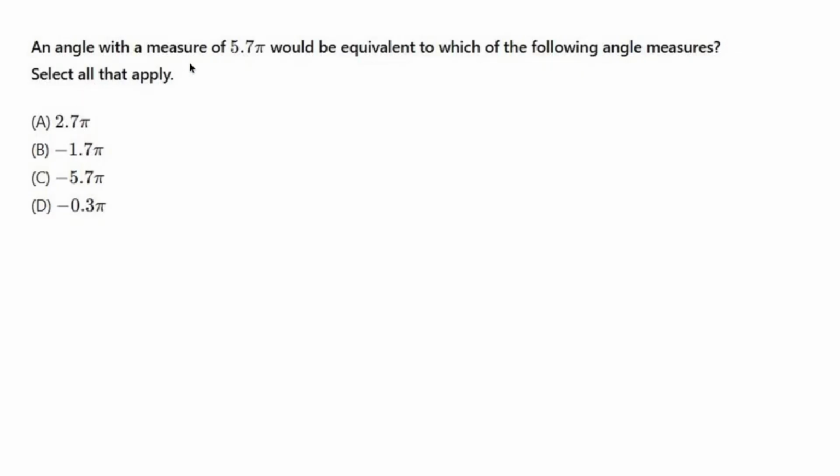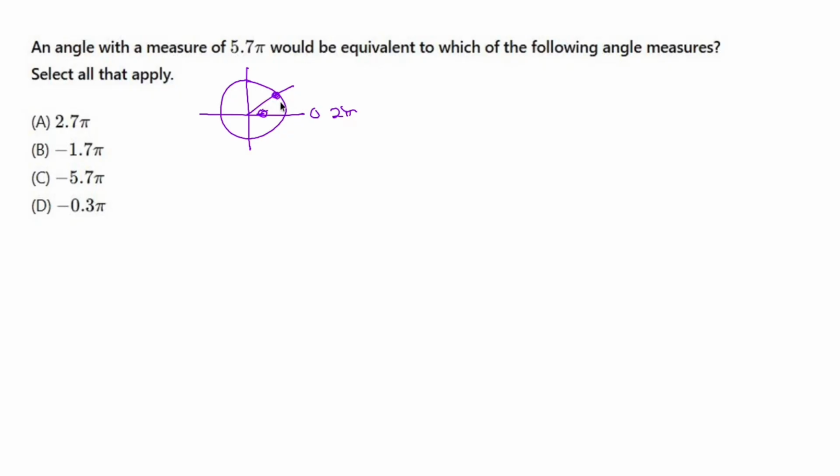An angle with a measure of 5.7 pi would be equivalent to which of the following angle measurements? Well, any angle, no matter what it looks like, is going to live somewhere on a circle here. 0 and 2 pi are the same thing. So if I were to take this angle, if I call it theta, and add 2 pi, I land in the same spot.